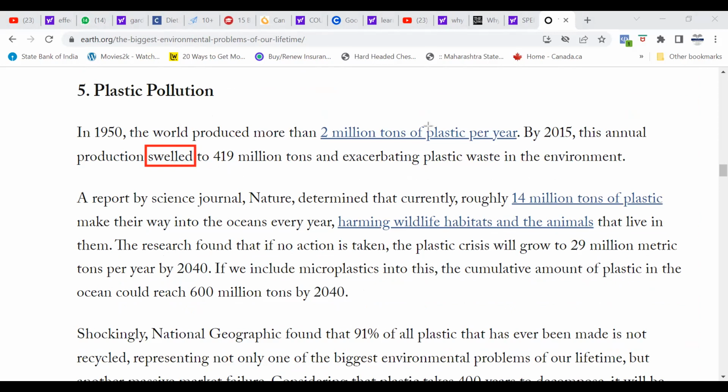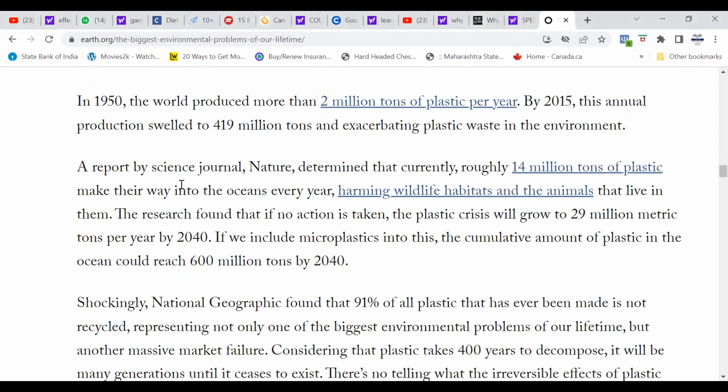Literally, in literal terms. Rising up, increasing, the common words are these. But don't try to remember all of these. 400 million tons. You can write million, billion, whatever it is, doesn't matter.